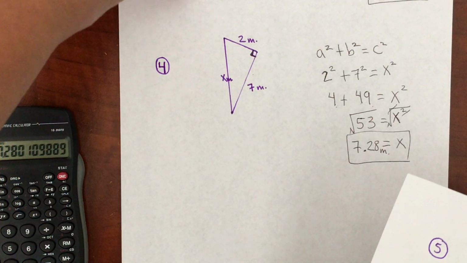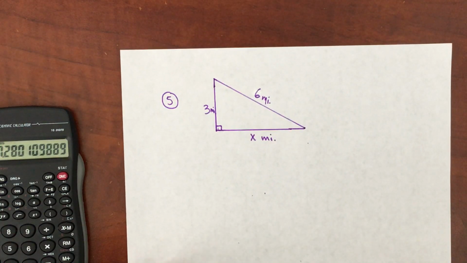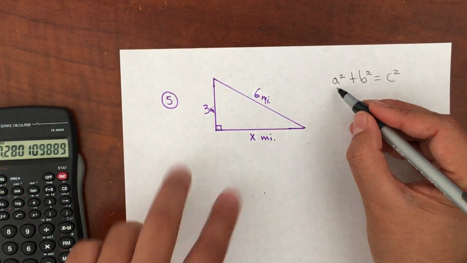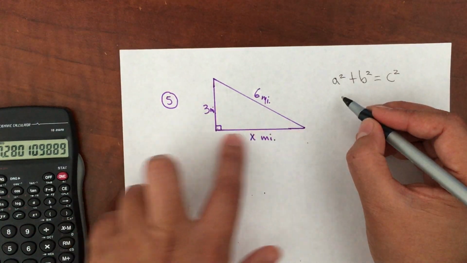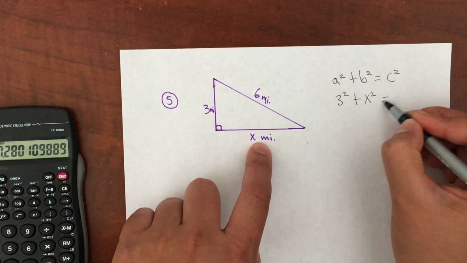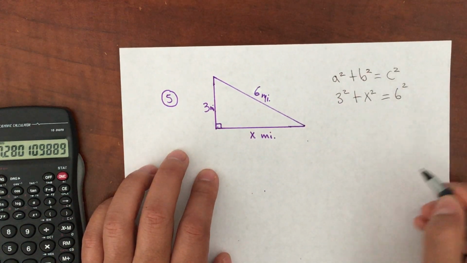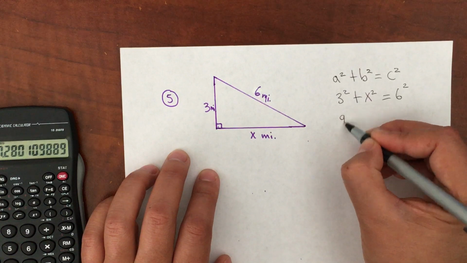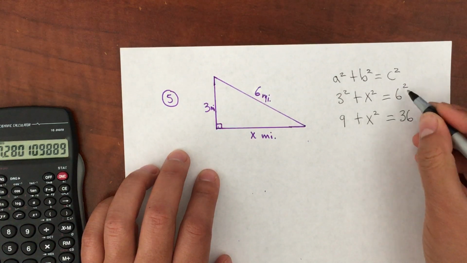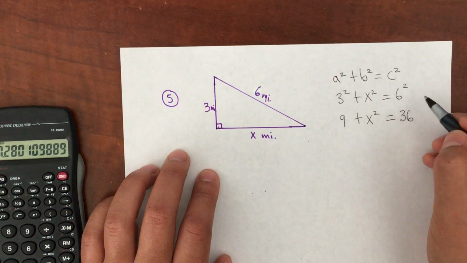Okay, let's do one more. If you need to copy it, make sure that you pause the video. A squared plus b squared equals c squared. These are a and b. So now I'm missing one of the legs. 3 squared plus x squared equals the longest one, always by itself on its own side, 6 squared. 3 squared is 9 plus x squared equals 6 squared is 36. Remember, it's not 2 times 6. It's 6 times 6.